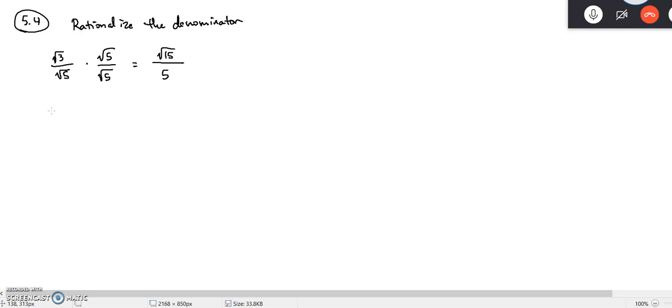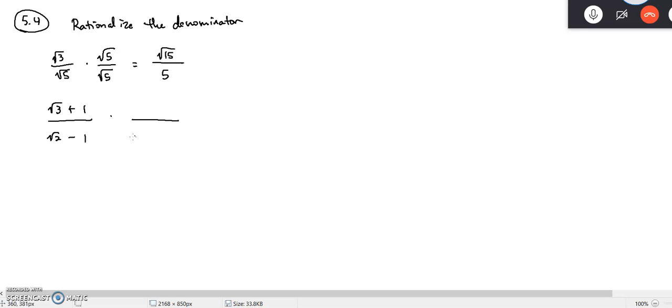If it's not a single radical, let's say we got square root of 3 plus 1 over square root of 2 minus 1. So if we multiply by square root of 2, we're not going to get rid of the square root. So what we have to do is we have to multiply by the conjugate. So remember, the conjugate is where we have sum and difference. That was the last thing that we did together in class.